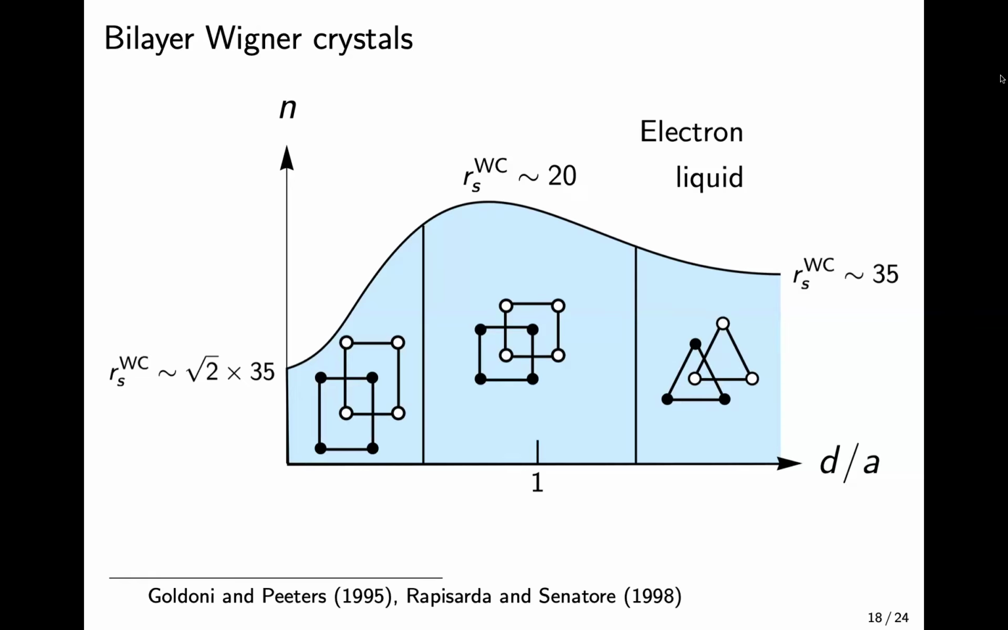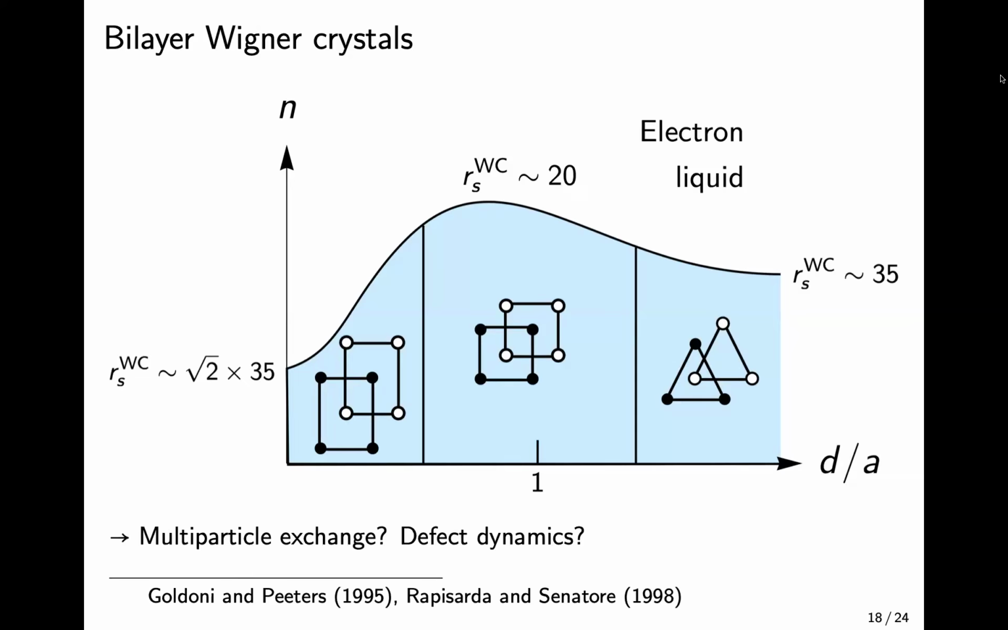Okay. And as you bring the layers yet closer together, you'll get a transition into this kind of rectangular lattice phase, until the layers are right on top of each other, at which point you have again a single layer, but now with twice the density. And that's why the critical RS is increased, or the density is reduced. Okay, so you have this kind of evolution of phases.